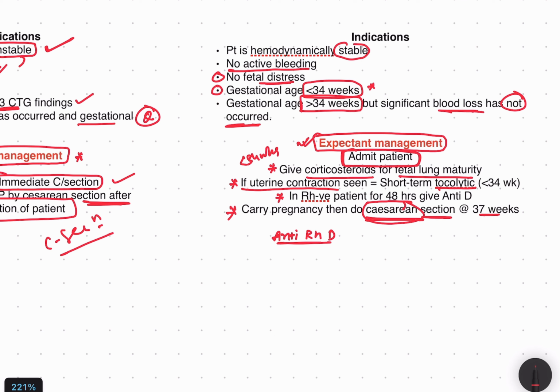At 37 weeks. All these things we have to do after admitting the patient. So you have to admit the patient and follow McAfee and Johnson's regime. This is what expectant management is. Just remember, expectant management means either the mother is stable or the baby is stable or the blood loss is not that significant. Whenever it needs resuscitation, either for the baby or the mother, we have to go for active management.